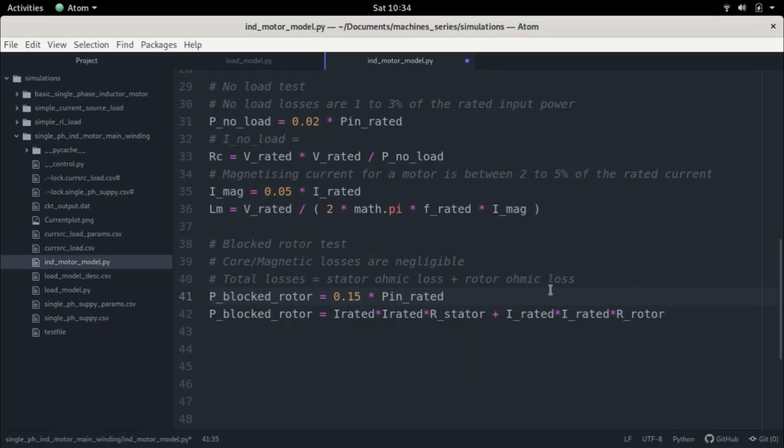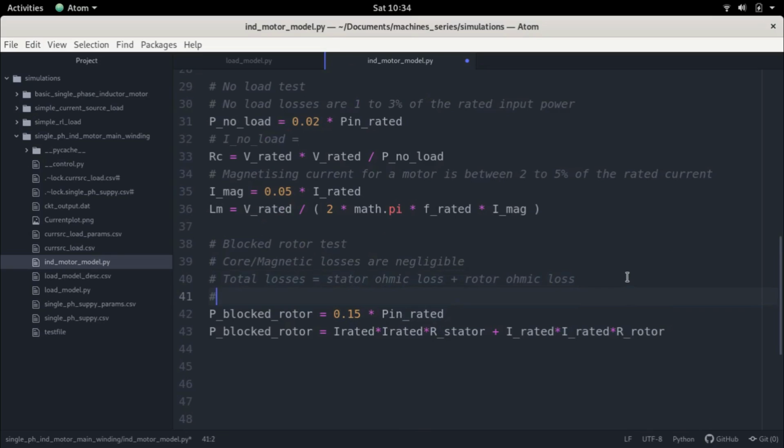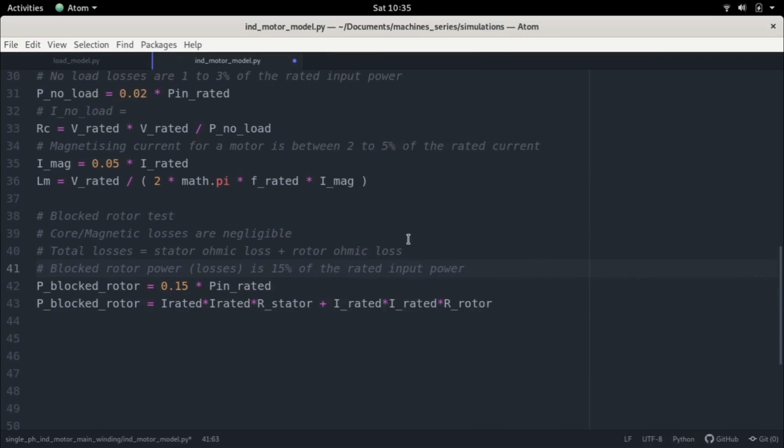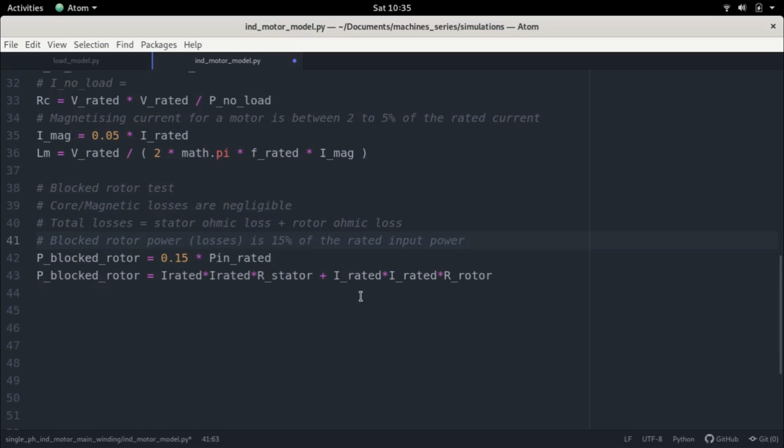So therefore, let me write a comment here saying that the blocked rotor power losses is 15% of the rated input power. Let me just collapse this so that I have more space. This is better. So this is what we have, right?